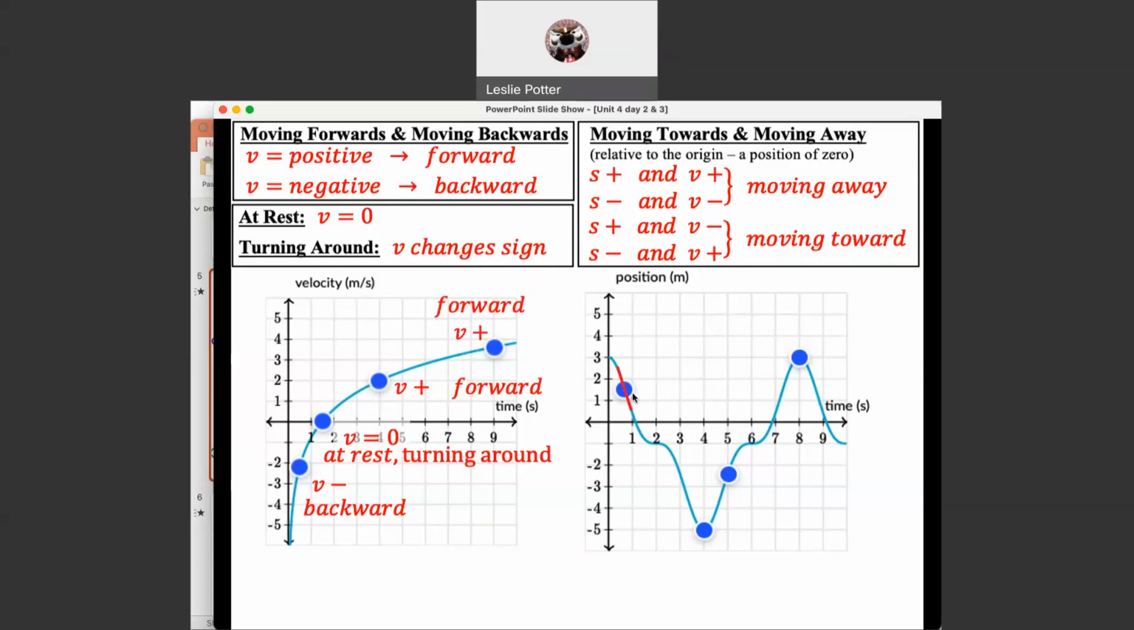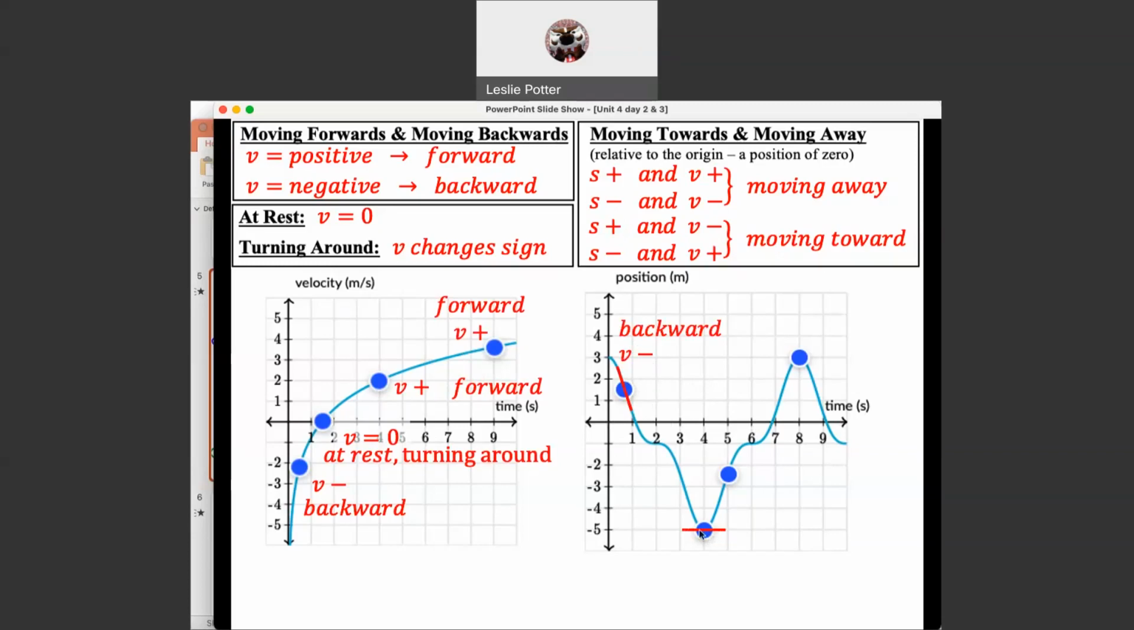So if we have this position here, we are at a positive position, S is positive. But look at our tangent line. Our tangent line is negative, which means our slope is negative, which means our derivative is negative. That's the velocity. So we have a positive position and a negative velocity, so we must be moving towards the origin. You can think of this as the origin, right? The horizontal axis. So we have a negative velocity, we must be moving backwards towards the origin.